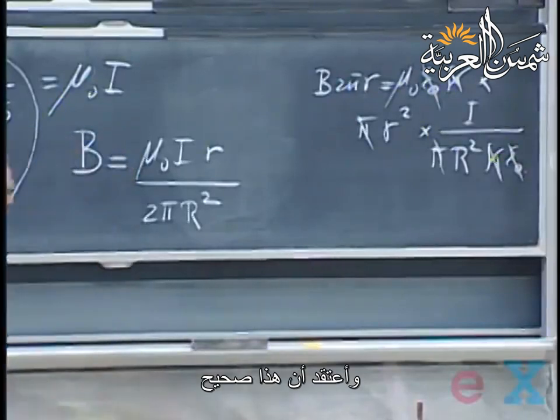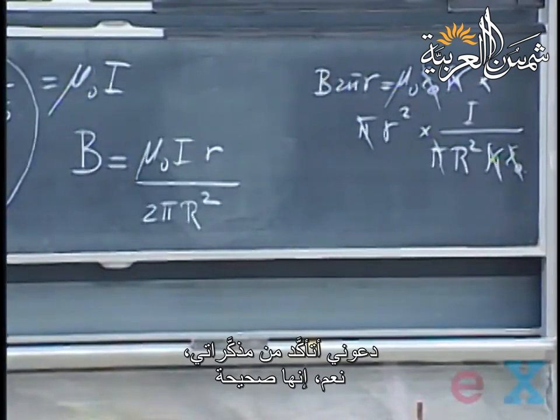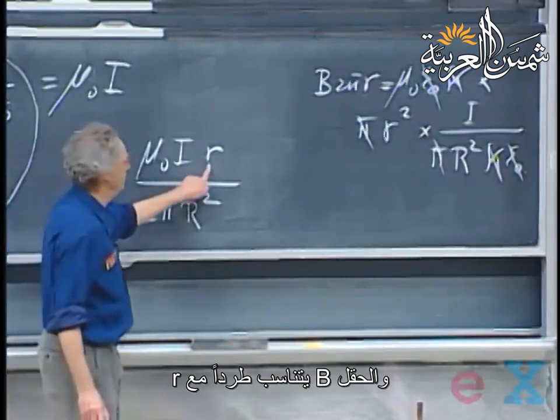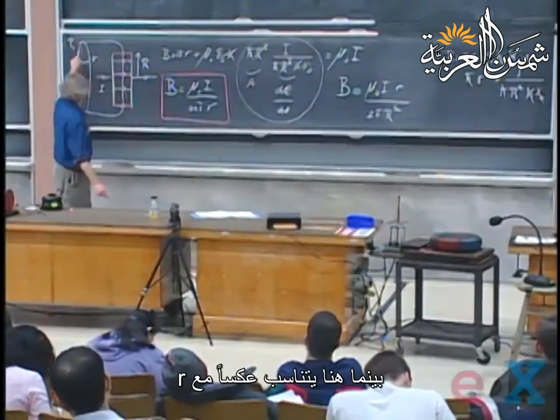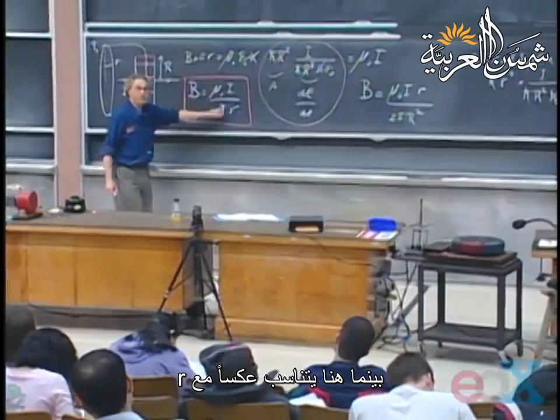And I believe that's correct. Let me check my notes. And yes, I'm happy with that. And this is proportional with little r, whereas here, falling off 1 over r.